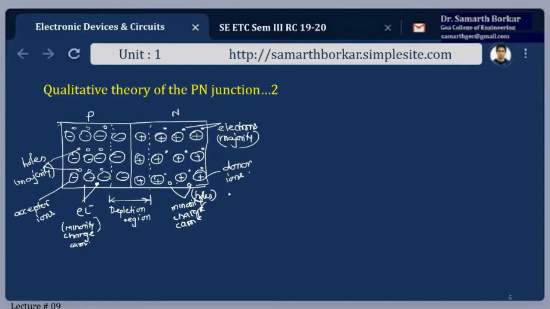Now, I forgot to mention, this is the junction. This is also referred to as the metallurgical junction. Why it is referred to as the metallurgical junction, we'll discuss in the next class. Now, this positive layer will repel the positive holes, and this negative layer will repel the negative electrons.